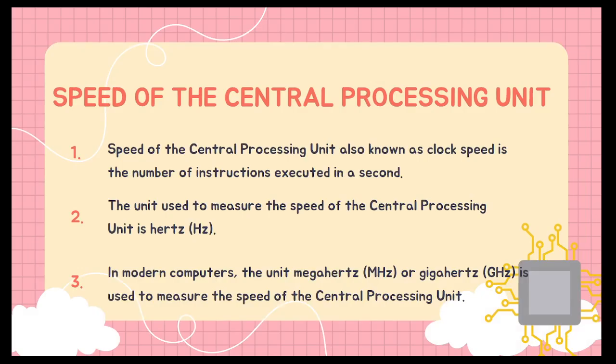Let's see the speed of the CPU. Speed of the central processing unit, also known as clock speed, is the number of instructions executed in a second. The unit used to measure the speed of the CPU is Hertz. In modern computers, the unit megahertz or gigahertz is used to measure the speed of the CPU.